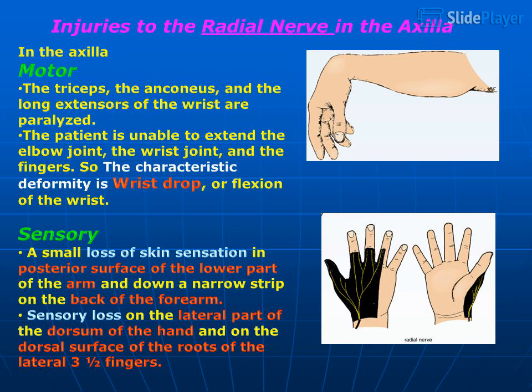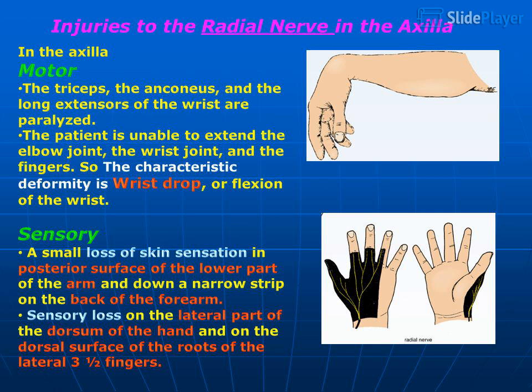Injuries to the radial nerve in the axilla. Motor. The triceps, the anconeus, and the long extensors of the wrist are paralyzed. The patient is unable to extend the elbow joint, the wrist joint, and the fingers, so the characteristic deformity is wrist drop, or flexion of the wrist.